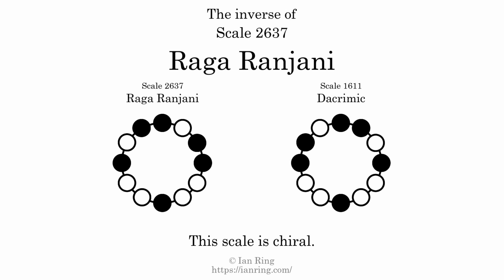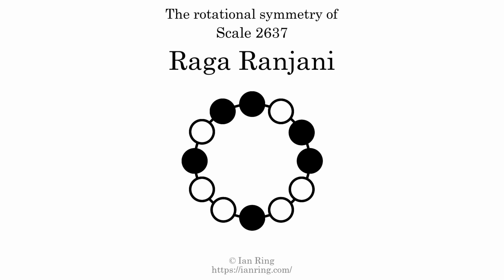The inverse of a scale is a mirror image. It is what you get when the sequence of intervals is reversed. The inverse of this scale is scale 1611, also known as dichromic. This scale is chiral. It cannot transform into its inverse by rotational transformation. This scale has no rotational symmetry.